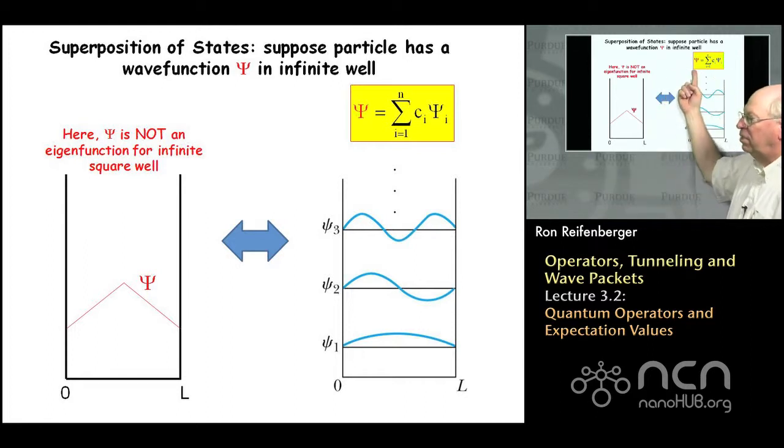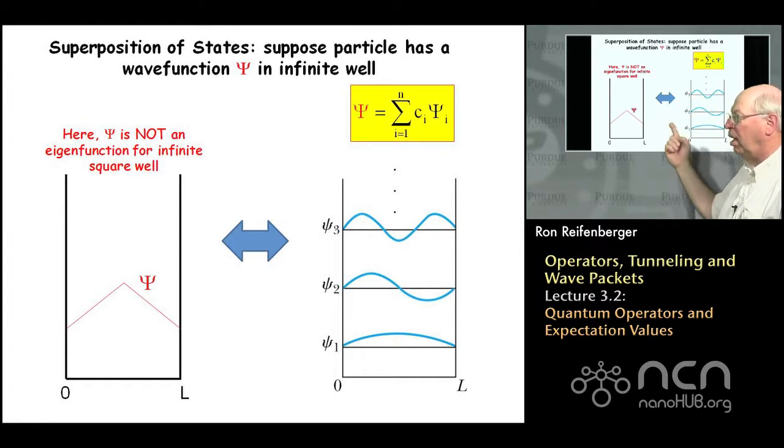What this equation is telling you is that you can decompose that wave function psi, which is not an eigenfunction of the infinite square well, into a sum of the eigenfunctions for the square well. The decomposition involves these coefficients c sub i, and these coefficients are telling you how much psi 1, psi 2, psi 3, and so on is in this particular quantum state which you somehow prepared.